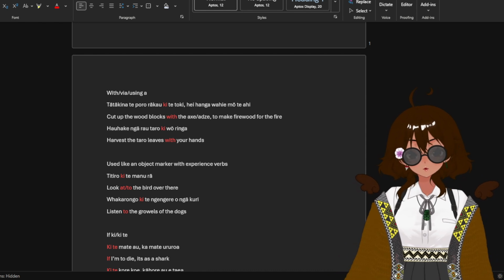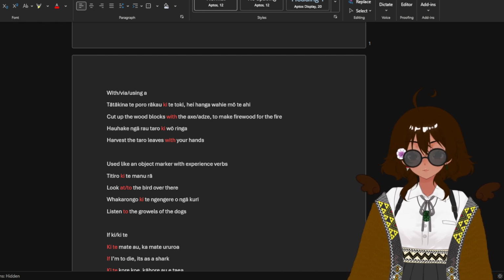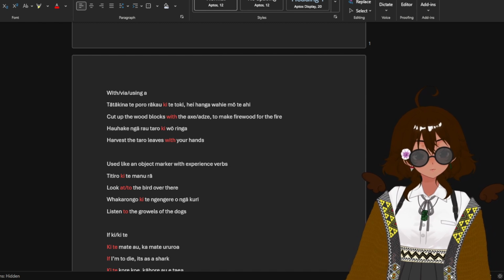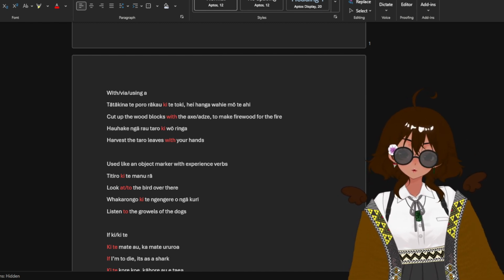It doesn't really matter. For our first example here: Tātā kina te porara kau ki te toki, hei hanga wahie mō te ahi. Cut the wood blocks with ki, or kite, that acts to make firewood for the fire. Another example here: Hauheke ngā rau toro ki wōringa. Harvest the taro leaves with your hands.